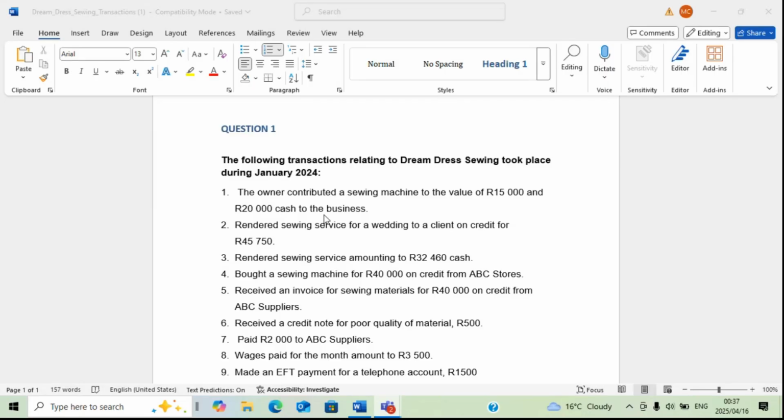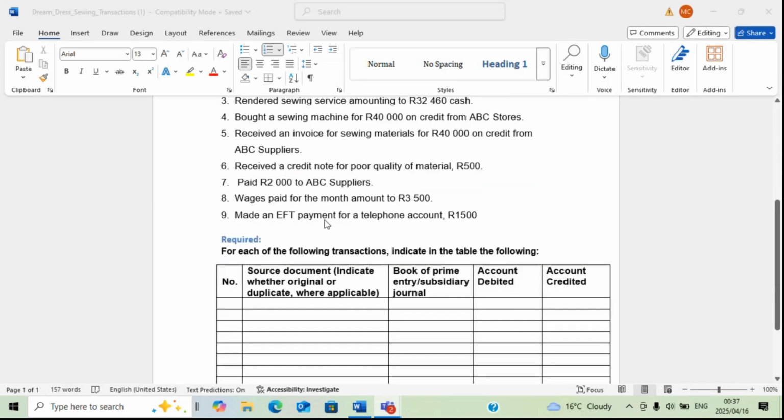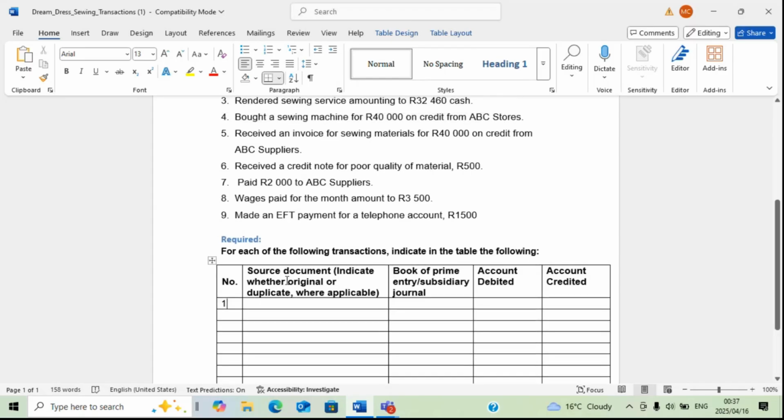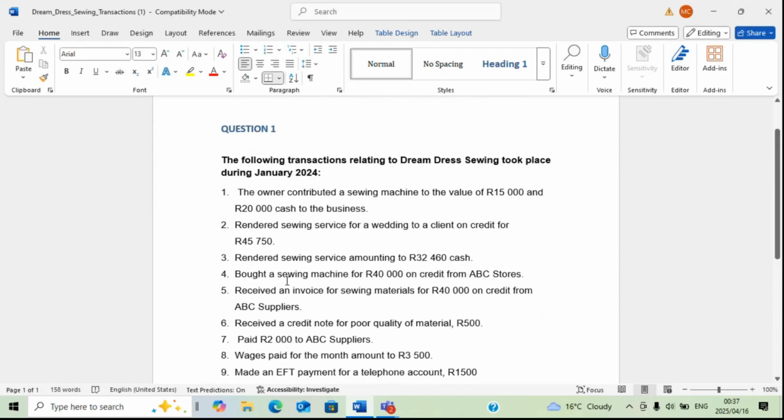So we've got 3 accounts affected, so we need to record transaction number 1 in this kind of format. They say we must indicate the number right there, so it's transaction number 1. And then what is the source document? I'm going to divide transaction number 1 into 2 transactions, where we record the contribution of the machine by the owner, and we also record the contribution of the cash by the owner, right?